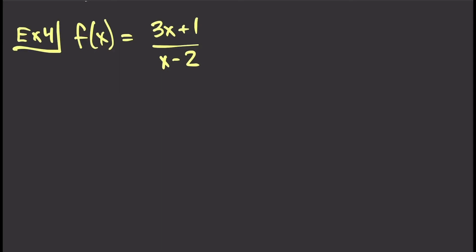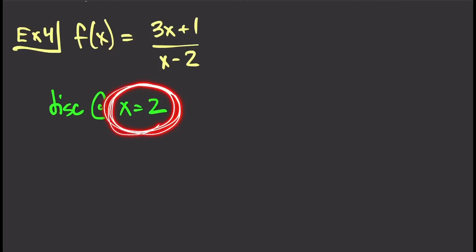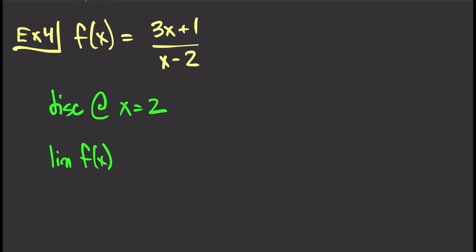Where does this have discontinuity? Denominator equal to 0. I don't think I need to write it out. As you can see, it's pretty straightforward. This has discontinuity at x equals 2. Now, it's not piecewise, so I'm pretty much going to rule out jump discontinuity. Does it have point discontinuity or infinite discontinuity? Well, what do you do next? You take the limit where it has discontinuity. So that's going to be the limit of f of x as x approaches 2.